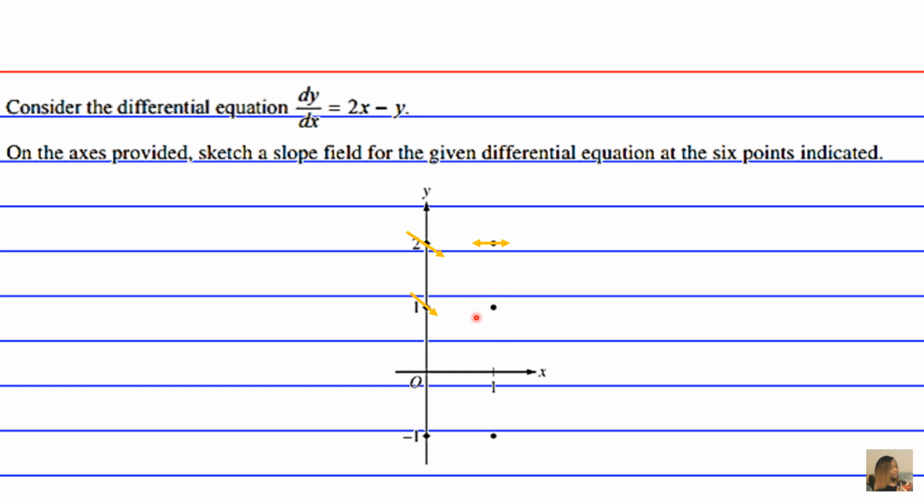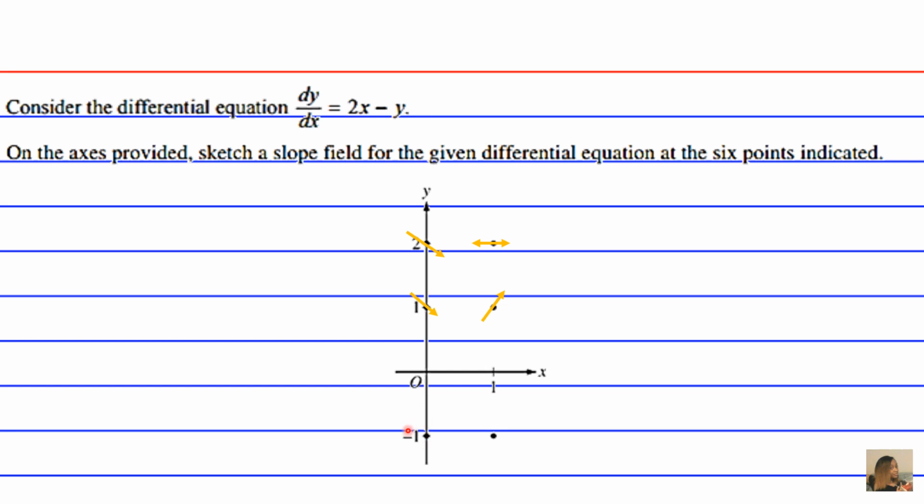The fourth point that we're going to deal with is right here. It's the point (1, 1). Earlier I had said (1, 1) for a different point, but that was a faux pas. So if we plug in 1 for the value of x, we're going to get 2 times 1, which is 2, minus 1, which is 1. So our slope is going to be 1, and it should be rising from left to right, something like that.